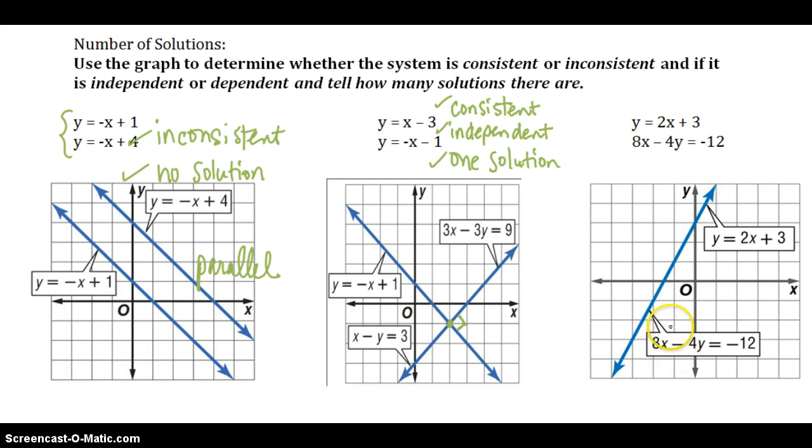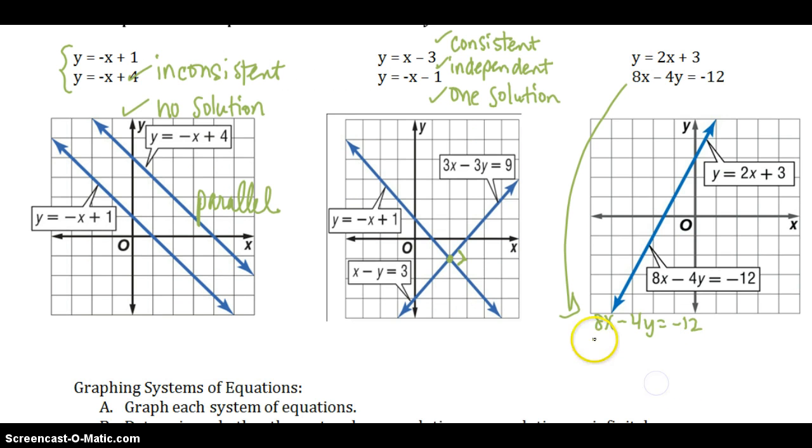Okay. In my third problem, they've graphed it for me. They're saying that they're the same line. If you don't believe them, I don't like to take their word for it. Let's take 8x minus 4y and turn that into slope-intercept form. We'll start by isolating our y. Subtract 8x from both sides. So negative 4y equals negative 8x minus 12.